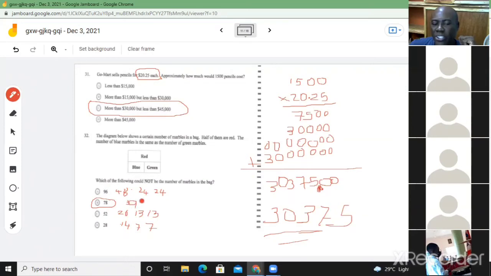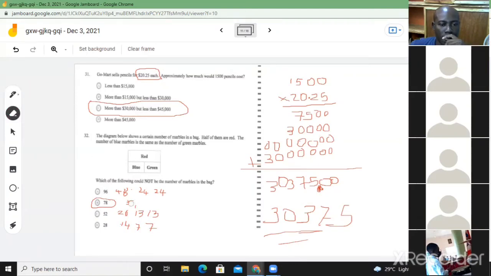And you can't split 39 into 2 equal halves when we're talking about marbles, because we can't have half of a marble. So the answer is B. We cannot do it with 78. Everybody agree?